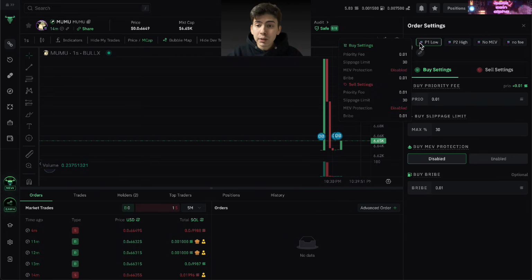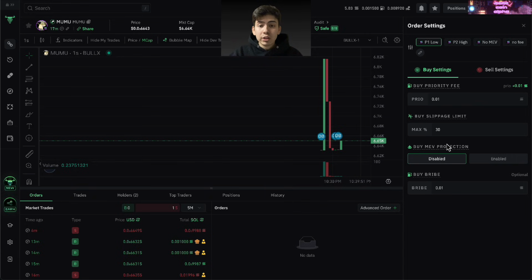And I have created this first preset for those lower volume days when the market isn't as active, so you don't necessarily need to spend a lot on your fees. This is why my buy priority fee is set to 0.01, my slippage amount is set to 30%, MEV protection is disabled, and bribe is also 0.01.